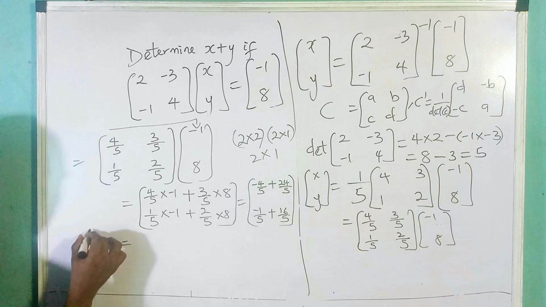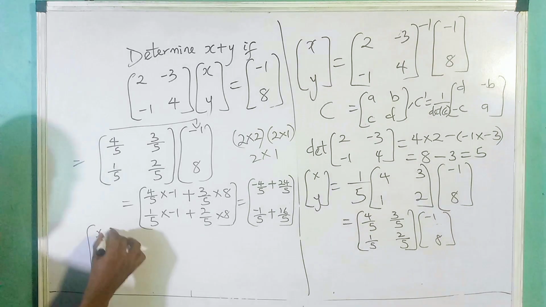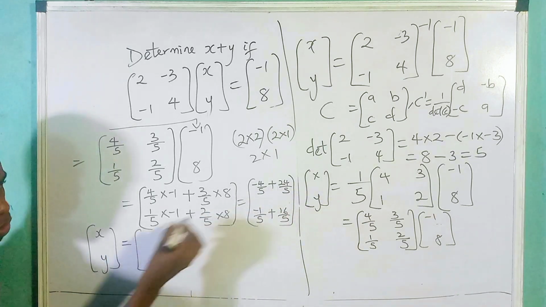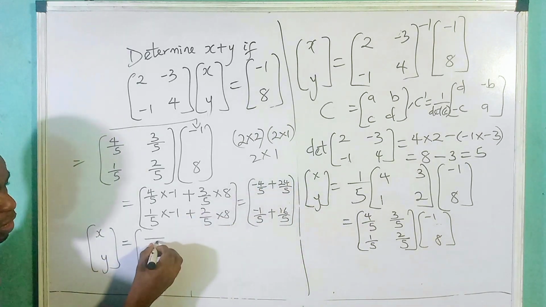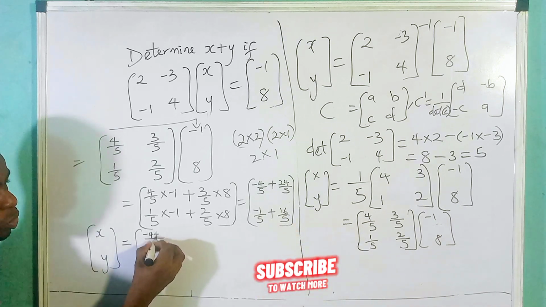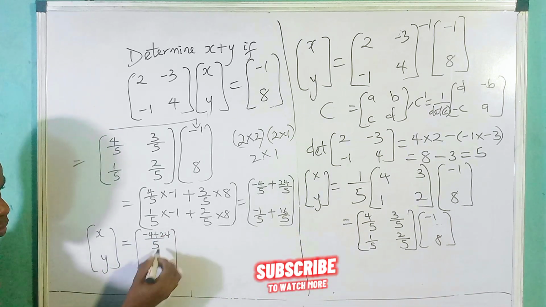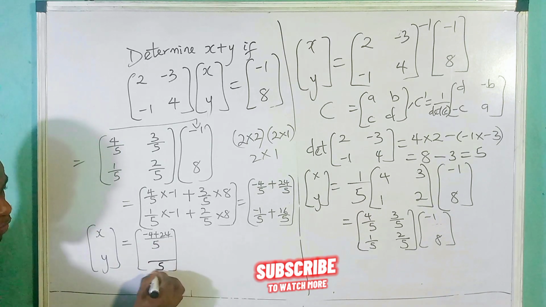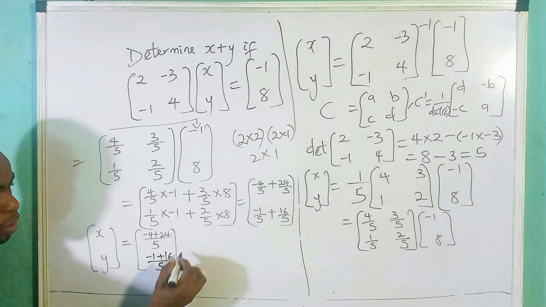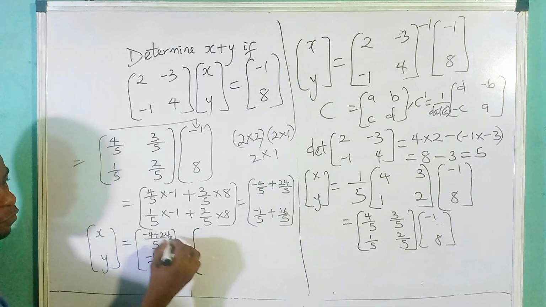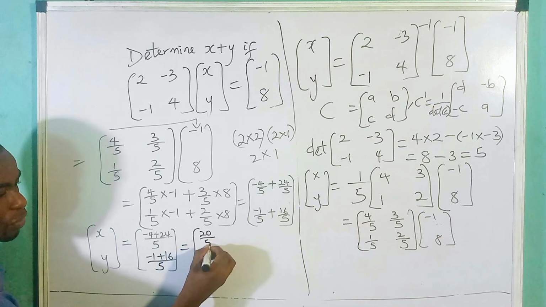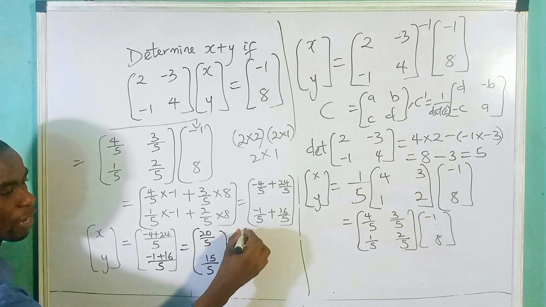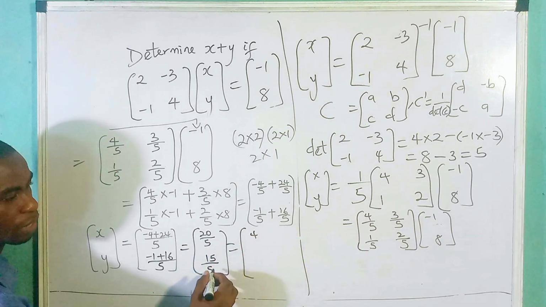So what we are having is x y is equal to -4 over 5 plus 24 over 5. The denominator is 5, so we have -4 plus 24, and then the denominator also here is 5, we have -1 plus 16. This is equal to -4 plus 24 is 20 over 5. -1 plus 16, that's 15 over 5. So 20 divided by 5 is 4, and 15 divided by 5 is 3.